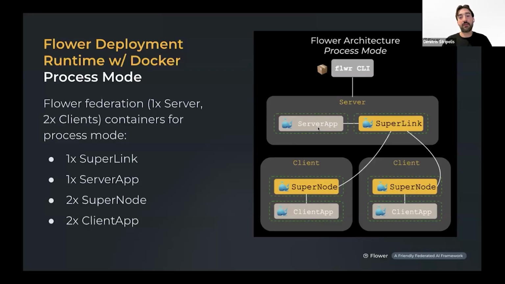So we have dedicated containers and specific images, with a dedicated container for each process. And then we have two supernodes and two client apps. So one image for the supernode and one image for the client app, and this is going to run on dedicated containers.